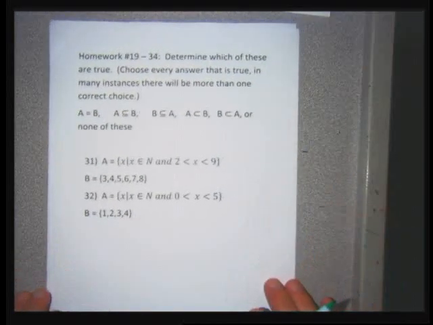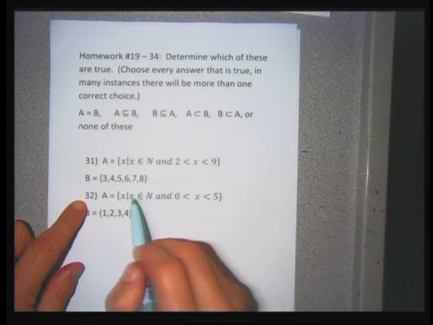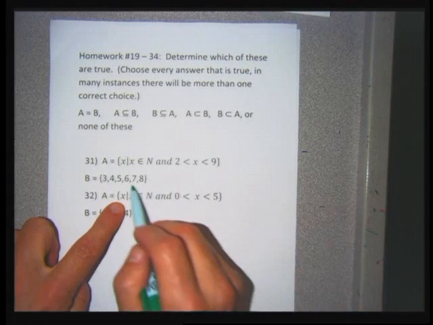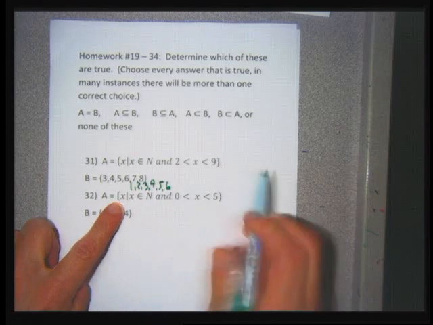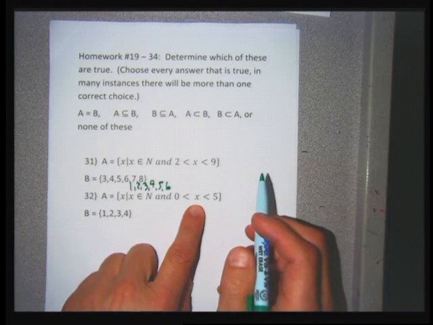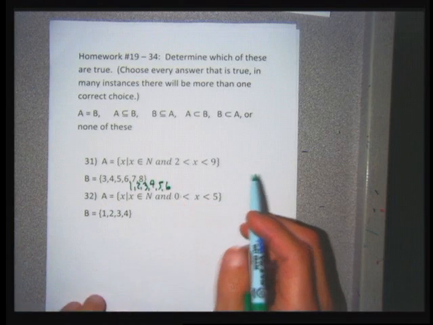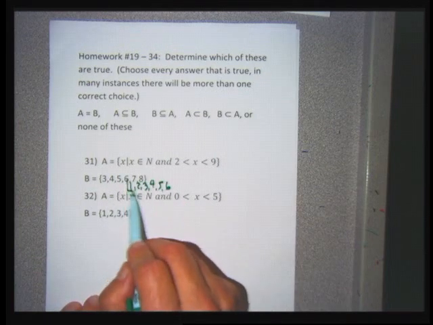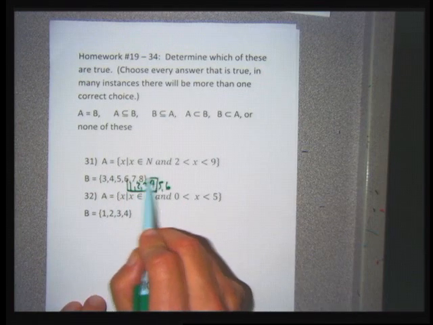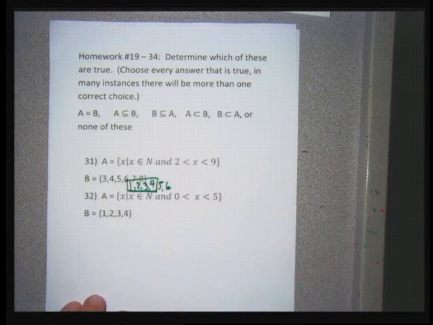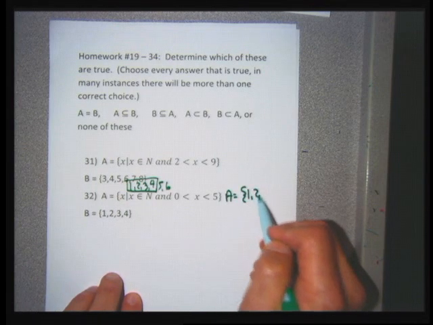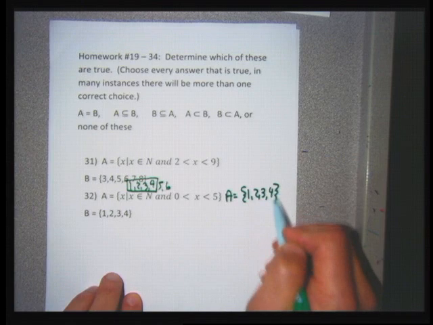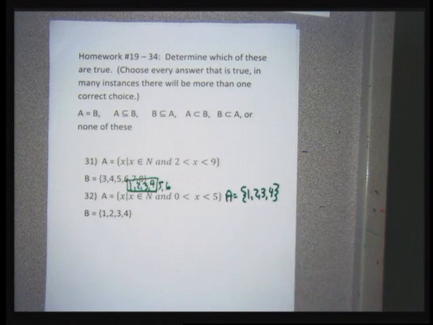Okay, so 32 is what I'll attack next, and 32 says x is a natural number, meaning it's like 1, 2, 3, 4, 5, 6, and x is between 0 and 5, not including the 5, not including the 0. So the natural numbers that are between 0 and 5, not including the 0 and the 5, are 1, 2, 3, and 4. So A are the natural numbers that are bigger than 0 and less than 5, and those are the numbers 1, 2, 3, and 4.